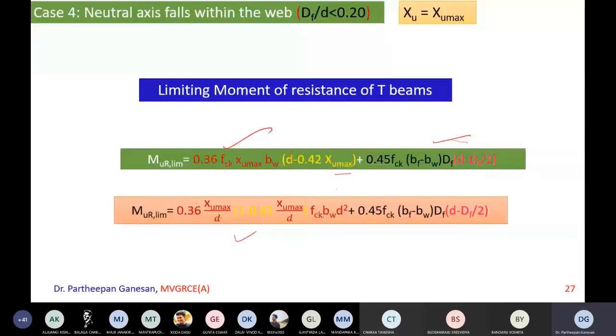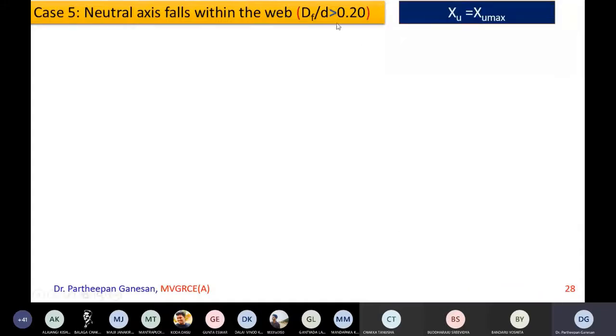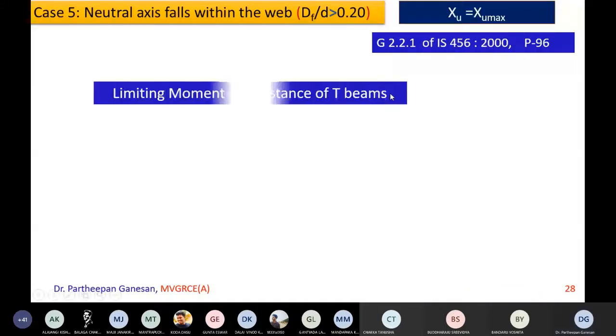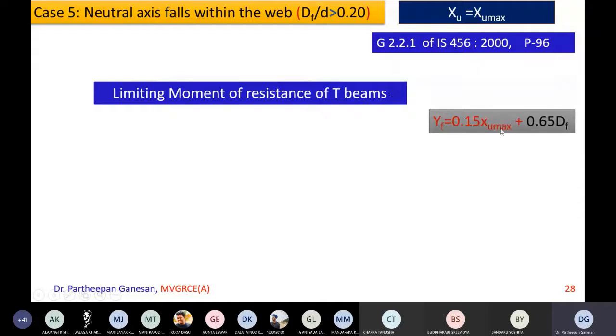Now case 5, when DF by D is greater than 0.2. Whenever you have DF by D greater than 0.2, instead of DF everything will be replaced by YF. So this will remain same, 0.36 FCK XC max BW D minus 0.42 XC max. This will not change, but only instead of DF it will become YF. So that is the only change between case 4 and case 5, right? So tomorrow class we are going to solve the numerical.